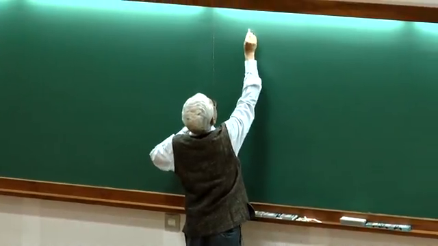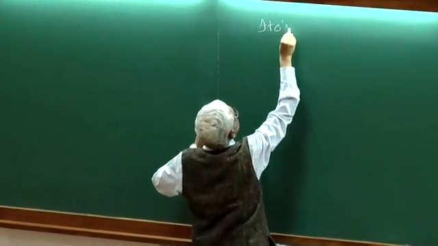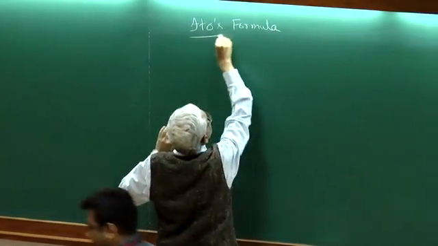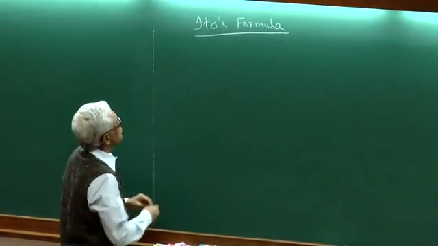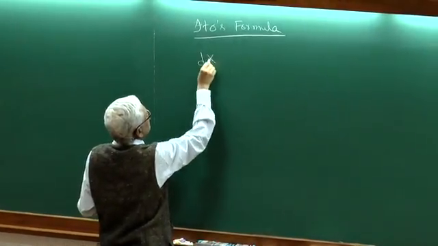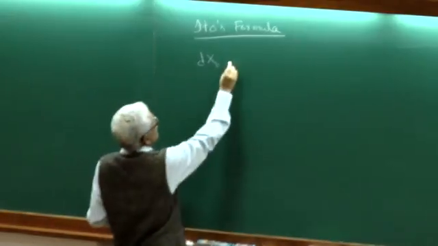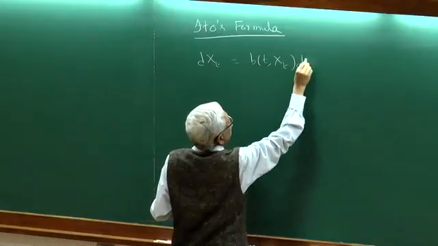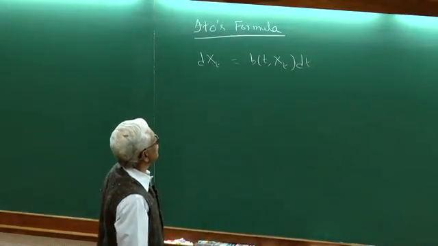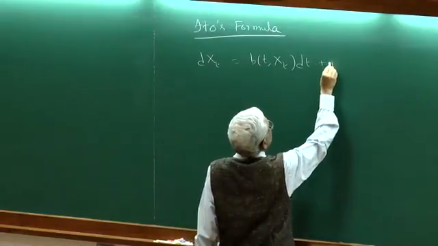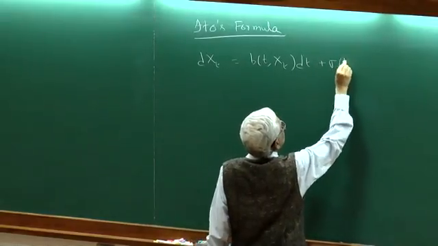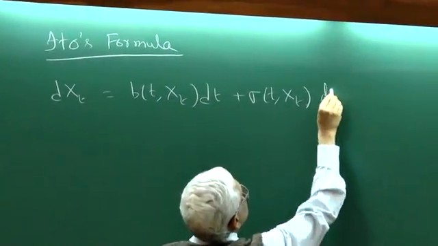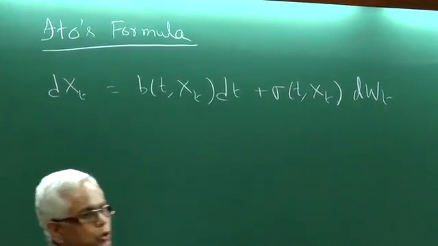Recall Ito's formula. Suppose you have a stochastic differential equation. Let's say d of x_t is equal to some drift term. I am taking a scalar differential equation. So d x_t = b(t, x_t) dt plus some sigma(t, x_t) dW_t, where this is a standard Brownian motion.